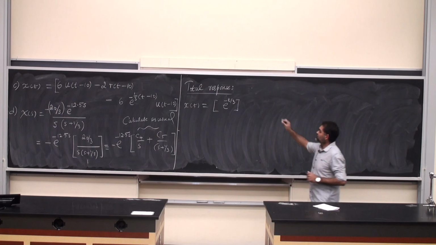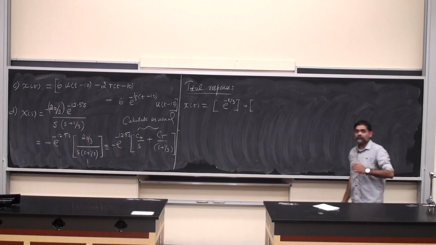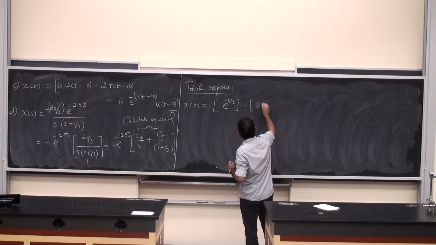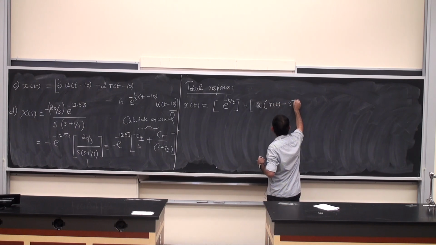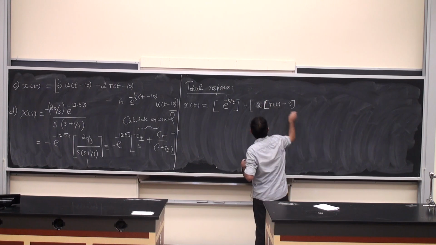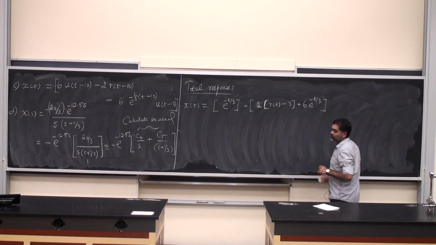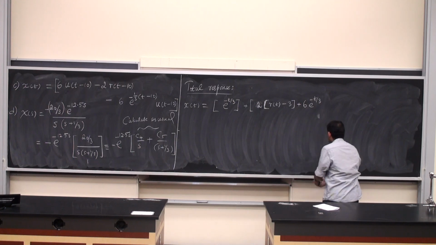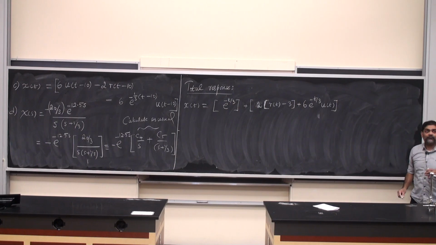Then I have this ramp part of the response, 2 times r of t is the input there. So I have this is going to be 6, I guess 2 times r of t minus 3, plus 6 e to the power minus t by 3 u of t. This is the response to the forcing function f1.